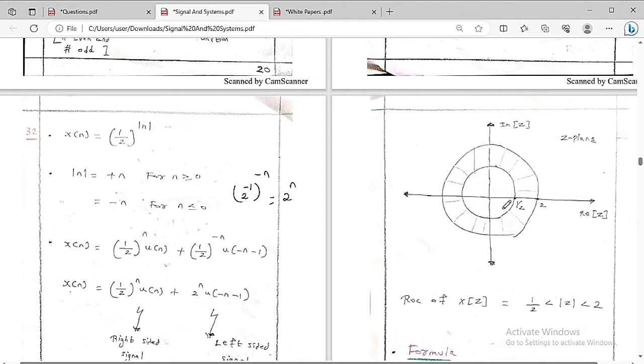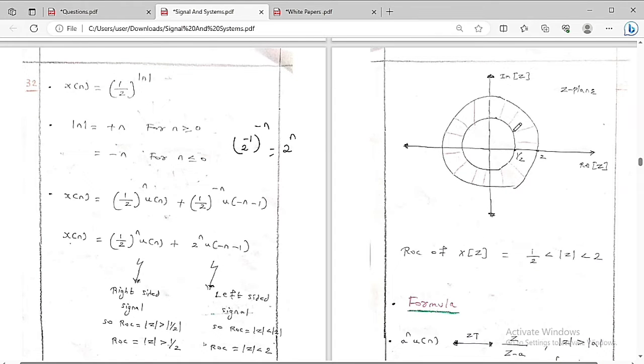It's a circle of radius half and a circle of radius 2. So this half is nothing but the right side signal. It is going outward. And this 2 is nothing but the left side signal, so coming inward. So what is the common ROC? This is the common ROC. Intersection of these two is nothing but the common ROC.